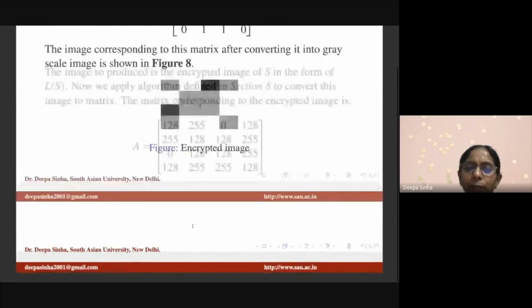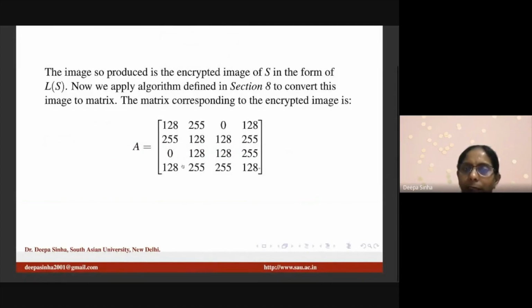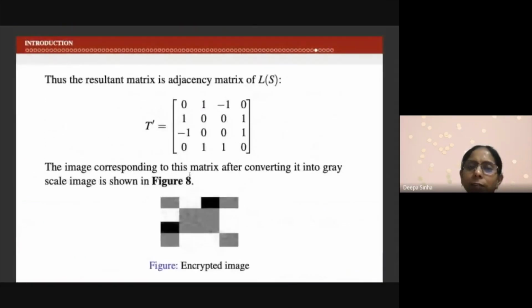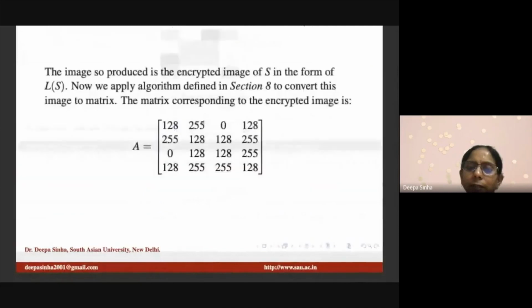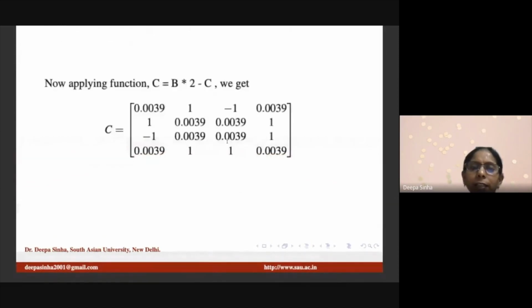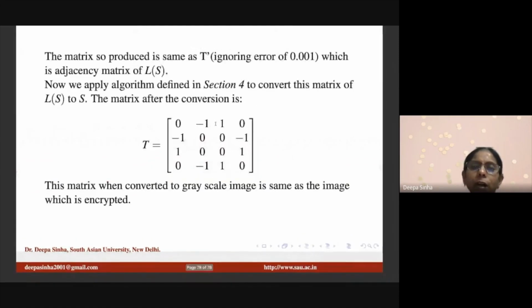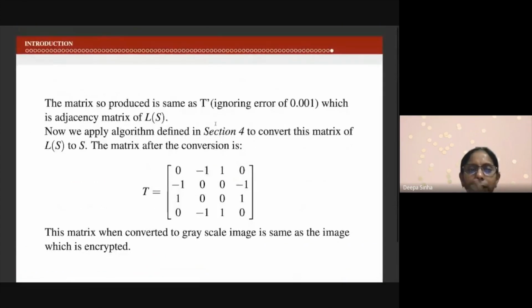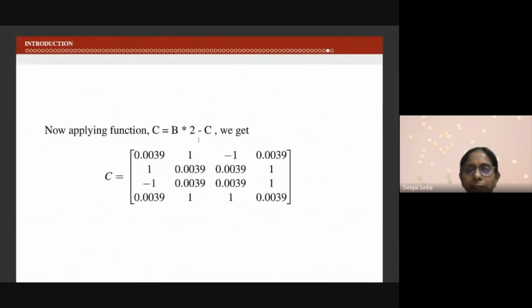He will try to convert it into a matrix, and the matrix may not come in this format. So how to convert this? There are two functions: calculate b by using this function so that you get this. And then, because you have to have the matrix in 0, 1, minus 1 form, another function is applied, and we see that values close to 0 become 0, close to 1 become 1, close to minus 1 become minus 1, and so forth.